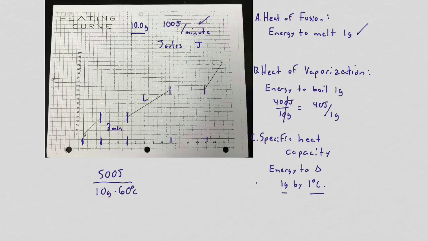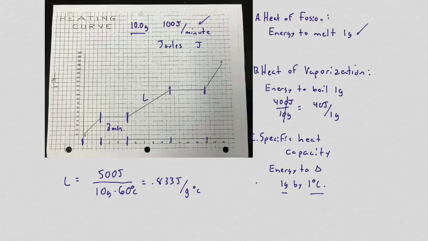Now I'm going to pause for a second. When I actually do the math there, nothing cancels out, so I did 500 divided by 10 divided by 60, and that gave me 0.833 joules per gram per degree Celsius. This means if I add 0.833 joules to 1 gram of the sample, it will go up by 1 degree Celsius. So this is the specific heat capacity of the liquid, just for the liquid.